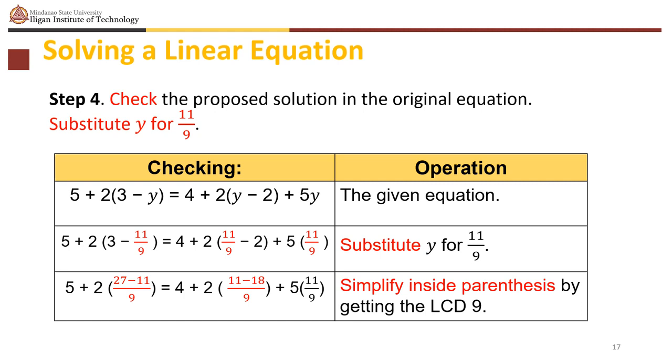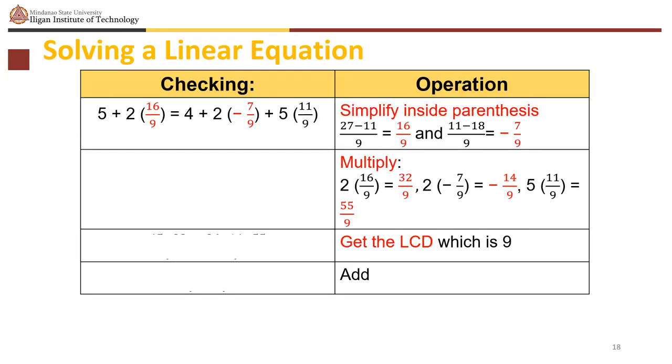So when we solve for this one, we can simplify again the value (27 minus 11) over 9 as follows. So that is equal to 16 over 9. And we have (11 minus 18) over 9, which is negative 7 over 9. So multiplying 2 with 16 over 9, you come up with 32 over 9. And multiplying 2 with negative 7 over 9 will give us negative 14 over 9. Multiplying 5 with 11 over 9 will give us 55 over 9.